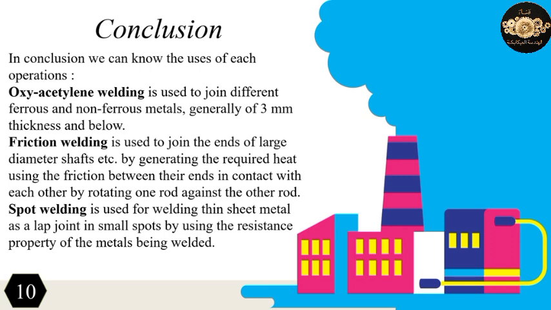Spot welding is used for welding thin sheet metal as a lap joint in a small spot by using the resistance property of the metals being welded.